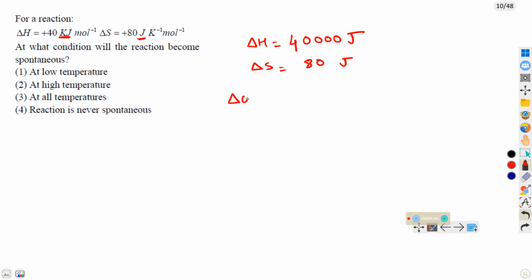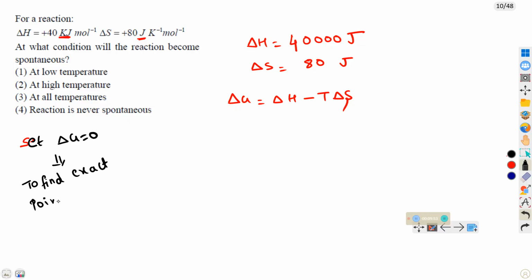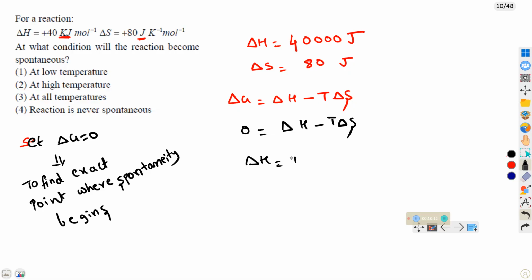What we know, delta G is equal to delta H minus T delta S. So if you want to find the exact point where spontaneity begins, remember, set delta G value to 0. 0 is equal to delta H minus T delta S. Delta H is equal to T delta S. Temperature is equal to delta H by delta S.